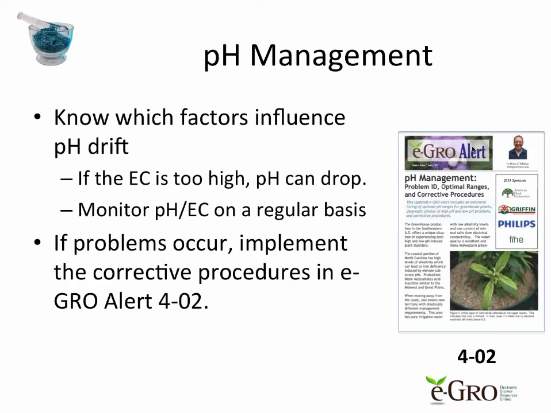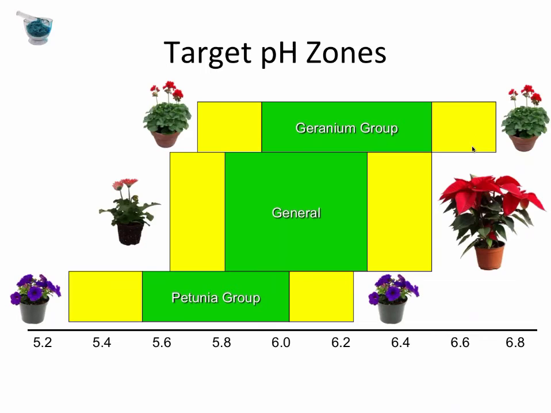So first of all, when you're looking at trying to control it, know what group your plants are going to go in. Some plants, like the geranium group, want the pH higher because they're susceptible to low pH problems. Others are more general. And then the petunia group wants the pH lower because it's more susceptible to iron problems. The green band's where you want it to be. The yellow band would be the area where you need to start making changes to your pH of that crop.